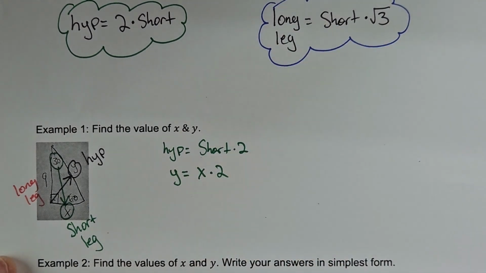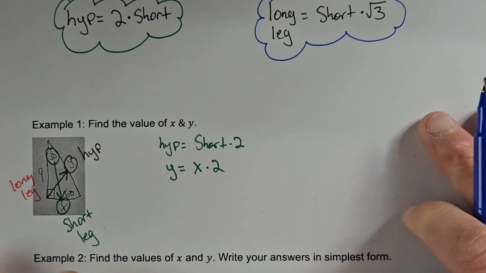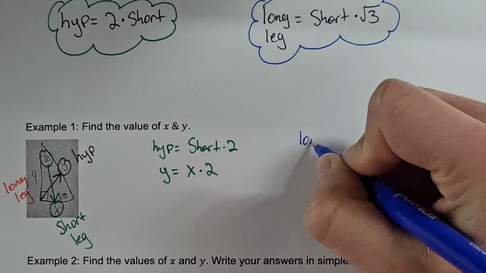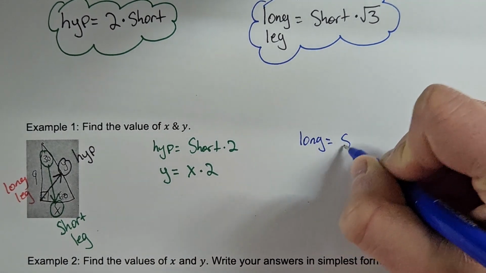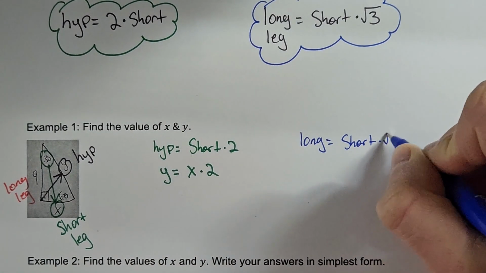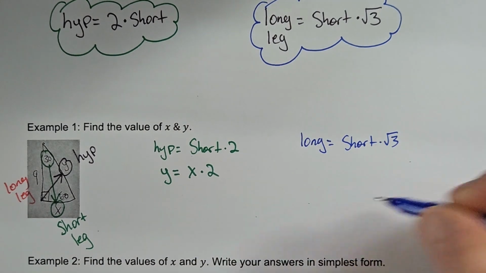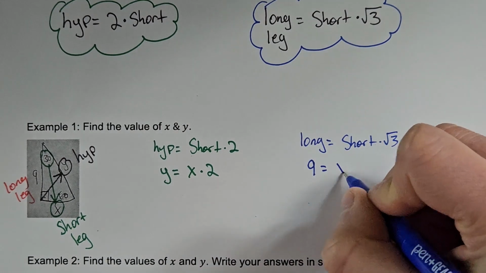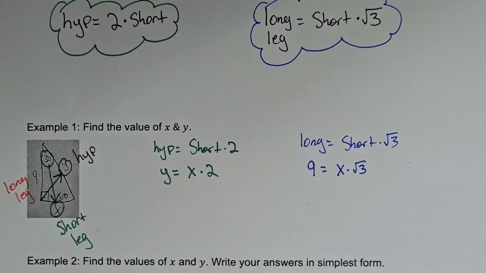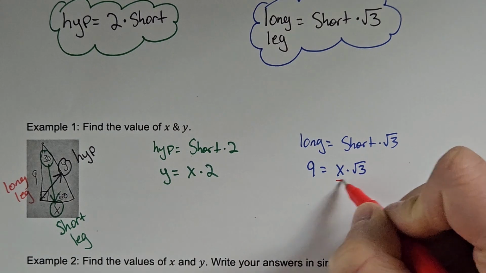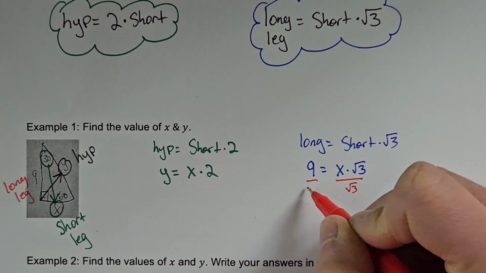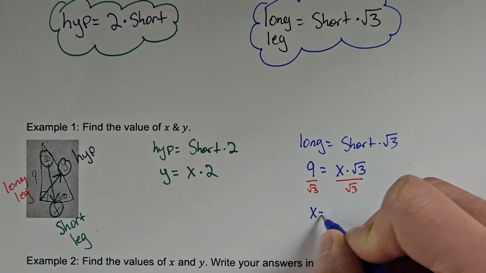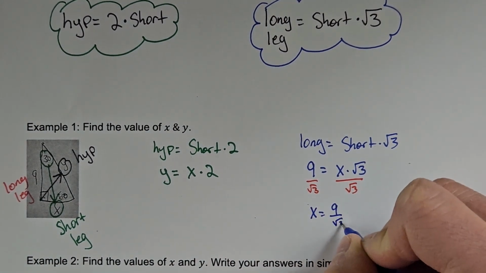So I'm going to have to start with the long leg is equal to the short leg times the square root of 3. So doing long is equal to short times square root of 3. Plugging in my information that I know, I'd have 9 is equal to x times that square root of 3. I can divide by square root of 3 and end up getting x is equal to 9 over square root of 3.